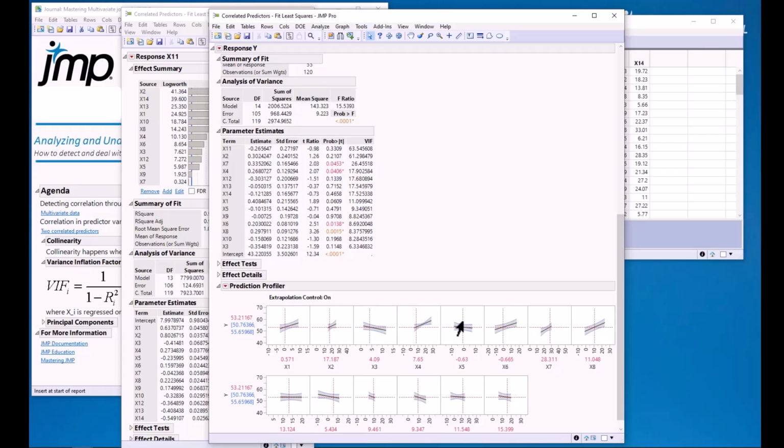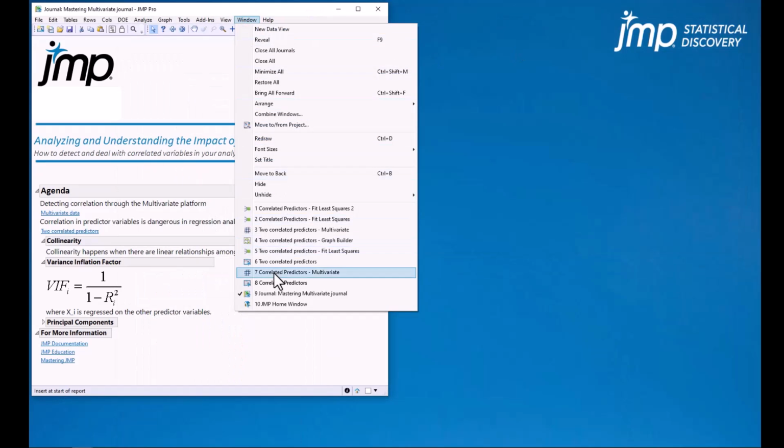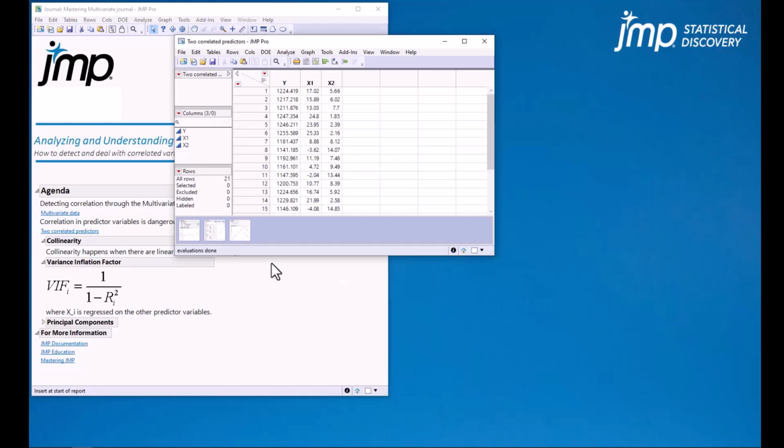Now that we've seen that we've got this problem, how can we fix it? We said that X11 is fighting with the other variables. Well, should I just remove X11? We spent a lot of money to collect X11, and I'd hate to get rid of it. Can we still use X11's information? And the answer is yes. So I'm going to, again, minimize all these windows. I'm going to go back to that table with just 2 correlated predictors in it. And let's see some other things that we can do besides getting rid of one of the variables.